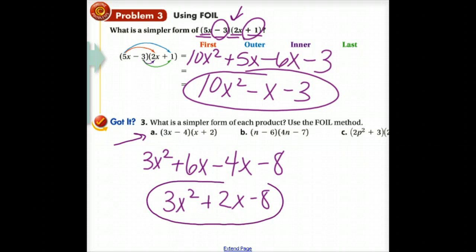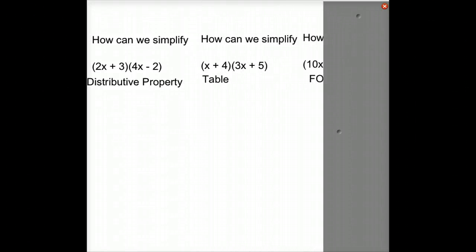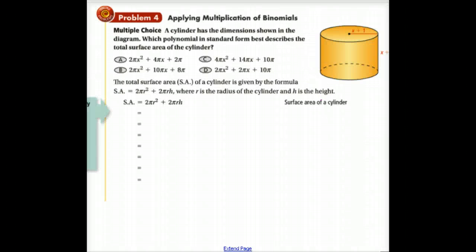The more problems you do, the easier this will be, and you'll become very fast at it. So that is the FOIL method. There are 3 methods: the distributive property, the table method, which I'm going to leave optional, up to you, and the FOIL method, which I prefer you use.